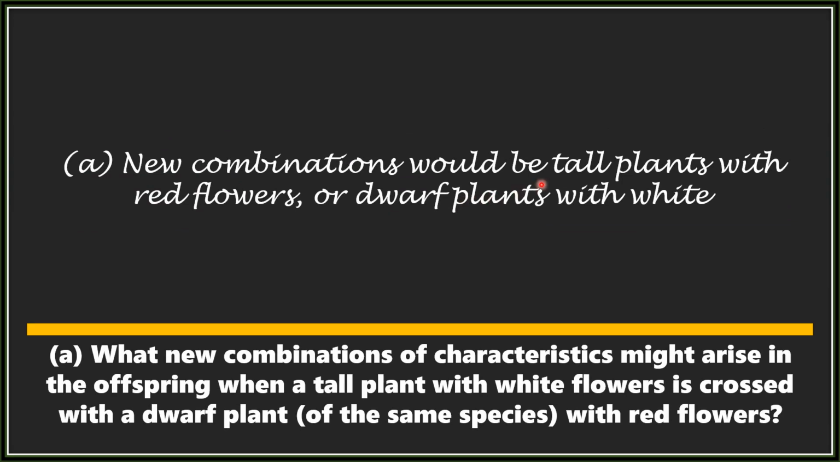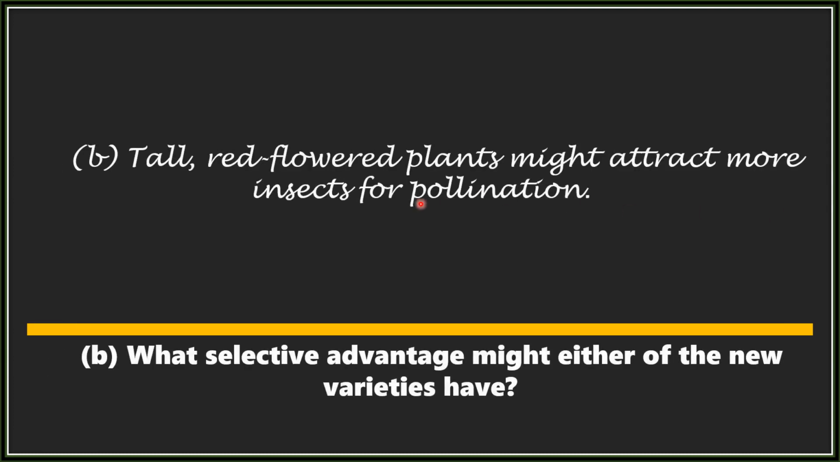New combinations would be tall plants with red flowers or dwarf plants with white flowers. B. What selective advantage might either of the new varieties have? Tall, red-flowered plants might attract more insects for pollination.